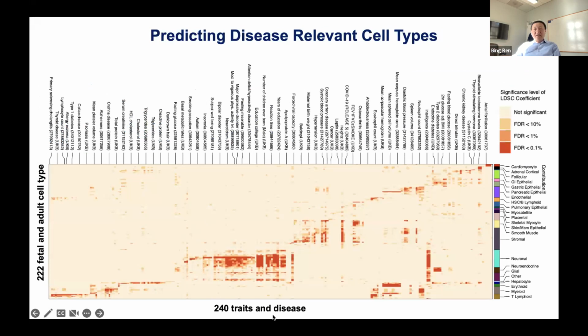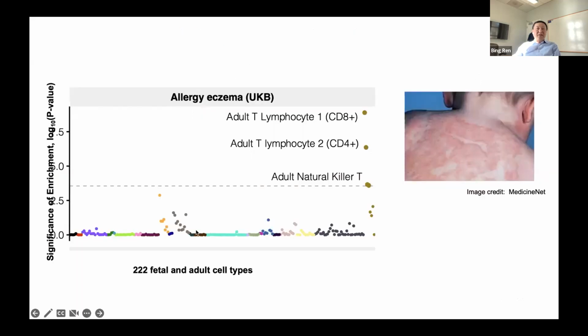Out of several thousand GWAS traits and diseases that we investigated, we were able to find strong and significant association between 240 traits and at least one of the 220 cell types that we investigated in this study. The red color indicates an FDR value, and you can see that each column represents a different trait, SNP, and disease. Typically, for each trait and disease, there is a very limited number of cell types that are associated with them. For example, allergy asthma is strongly associated with just a handful of cell types, all immune cell in nature.